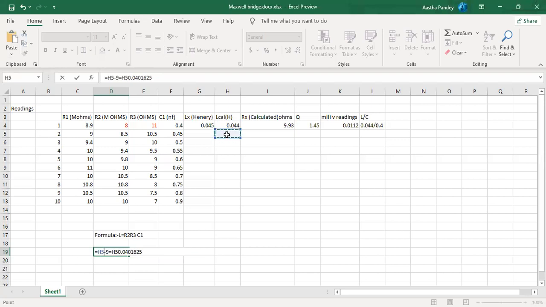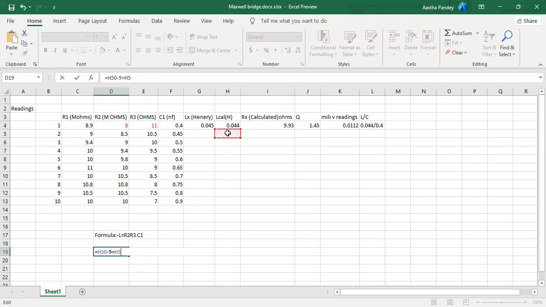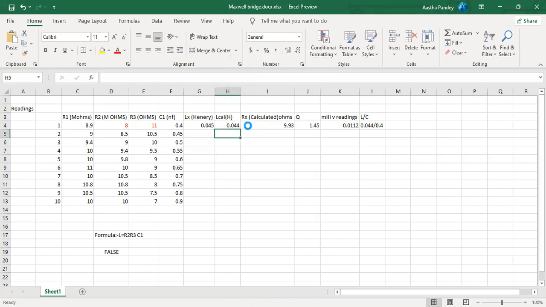I'll just write it down. So my next reading is 0.040163, and how much did we select? It was 0.045. So you can say they are approximately the same. Is this point clear? Then there is an Rx calculated.